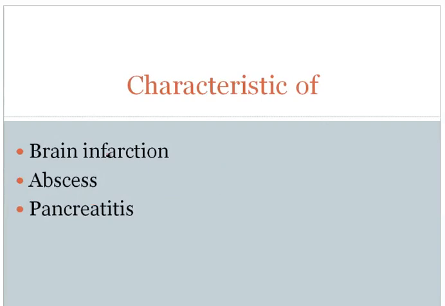It is seen characteristically in three circumstances. The first is brain infarction. Recall that I told you that when you cut the blood supply to any organ in the body, you actually get coagulative necrosis. However, if the blood supply is cut to the brain, that would result in liquefactive necrosis. So that would be one important circumstance that results in liquefactive necrosis.